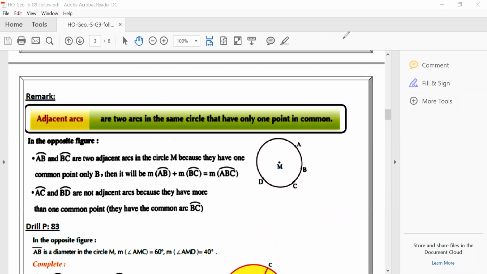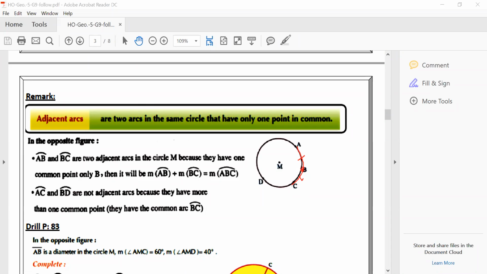I want also here to differentiate or to see what the adjacent arcs are. How could I know that they are adjacent? Adjacent arcs means they are in the same circle, but they have only one point in common between them. In the opposite figure, if I want to name two adjacent arcs, AB and BC. Why are they adjacent arcs? Because they are beside each other and have one point in common, which is B.